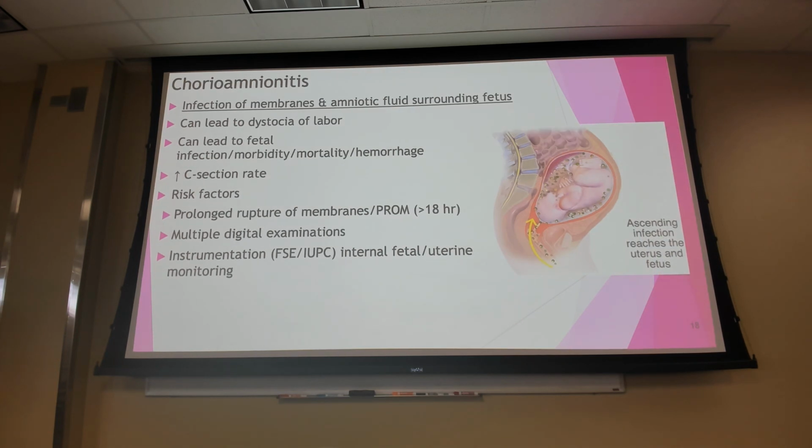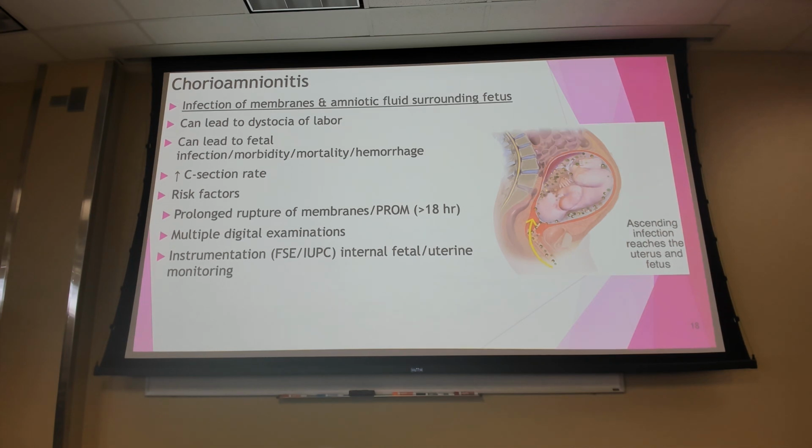Okay, chorioamnionitis, that's an ascending infection that can occur of the membranes and of the amniotic fluid. It's typically going to be a polymicrobial infection, and oftentimes occurs in patients that have amniotic sac rupture, usually greater than 18 hours. Right? 18 hours is usually what you're looking at.